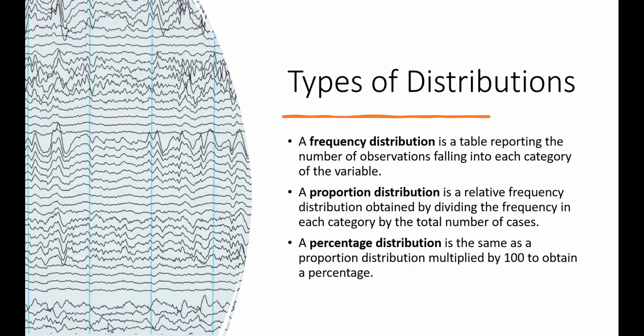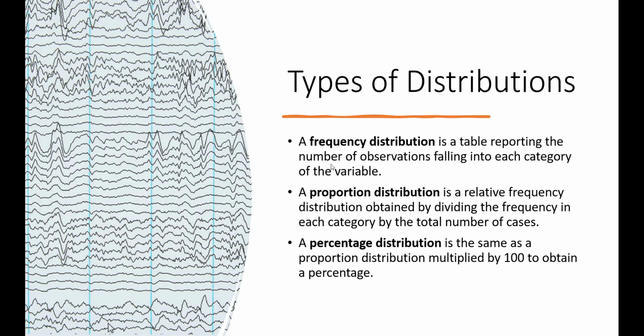So let's look at the different types of distributions. We have a frequency distribution, which is a table reporting the number of observations falling into each category of the variable. We have proportion distributions, which is a relative frequency distribution obtained by dividing the frequency in each category, or cell, by the total number of cases. And then last we have a percentage distribution, which is pretty much the same as a proportion distribution, but we're going to multiply that proportion by 100 to obtain the percentage.